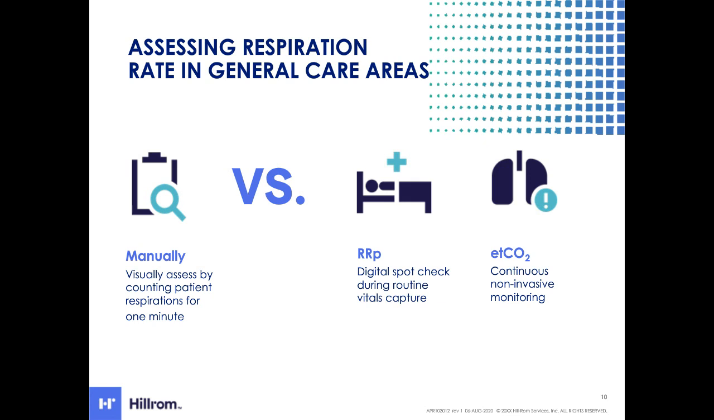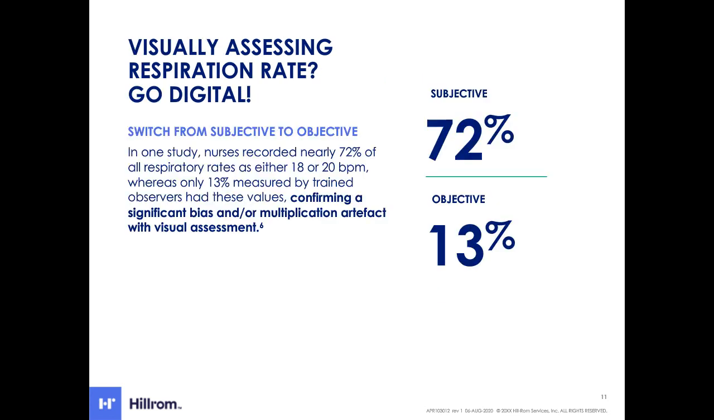Current research shows that respiration rate is the most frequently missed vital sign during patient rounds. However, changes in respiration rate are more likely to help you discriminate between stable patients and patients at risk. Therefore, it's critical to obtain accurate respiration measurements instead of relying on visual assessment, which can be subjective. In one study, nearly 72% of respiration rates were recorded as either 18 or 20 breaths per minute using visual assessment. However, trained observers found the same values only 13% of the time, showing significant accuracy issues with this method.